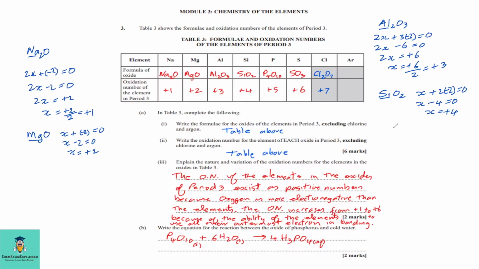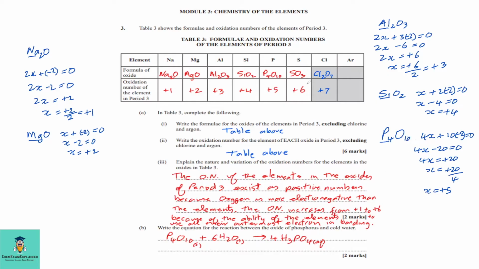Let's do phosphorus pentoxide, P4O10. So that's 4x plus 10 times -2 equals 0. 4x minus 20 equals 0. 4x equals plus 20. x equals plus 20 divided by 4. x is equal to plus 5. Hence, phosphorus pentoxide.